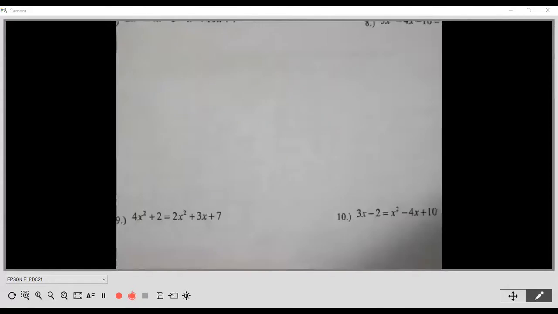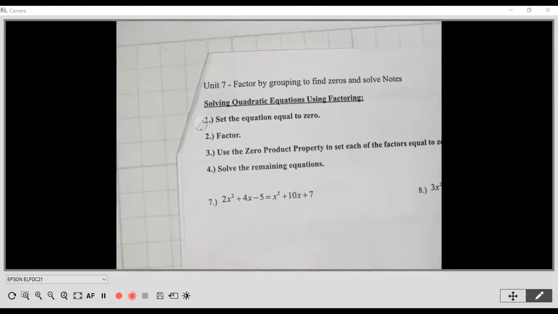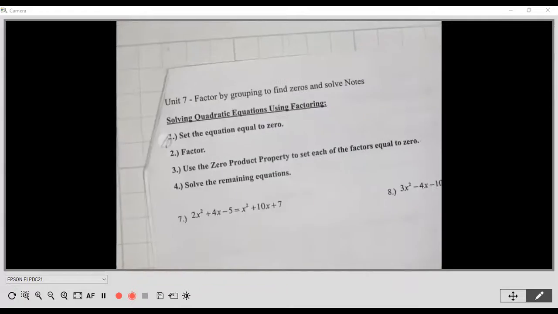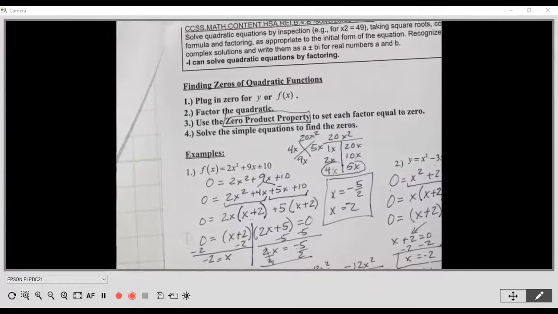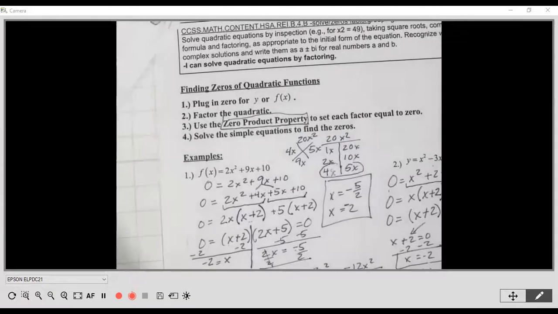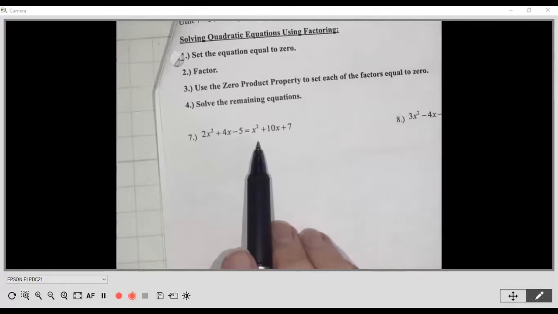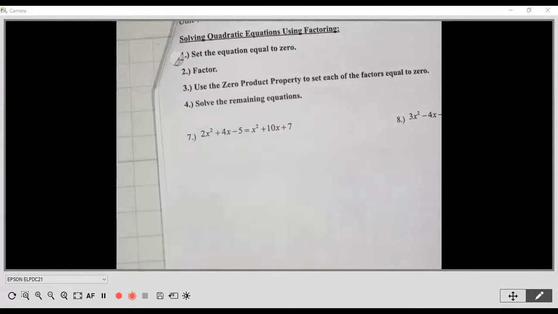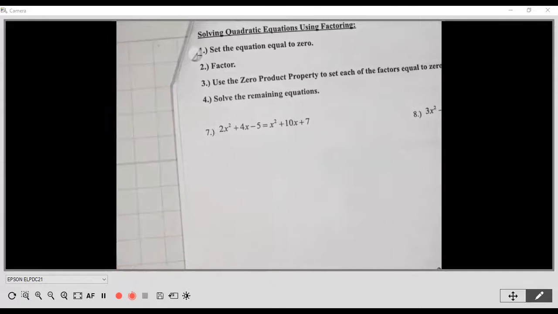Okay, so now we're looking at some examples that are not simplified yet. So solving quadratic equations using factoring, we want to set, so these equations on the front page were all nicely set equal to y for us, or set equal to f of x for us. On the back page, or the second page, it's not all nice and organized for us, so we need to set it equal to 0. So we need to combine like terms, get all of our x values and constants on one side and set it equal to 0, and then factor by grouping.